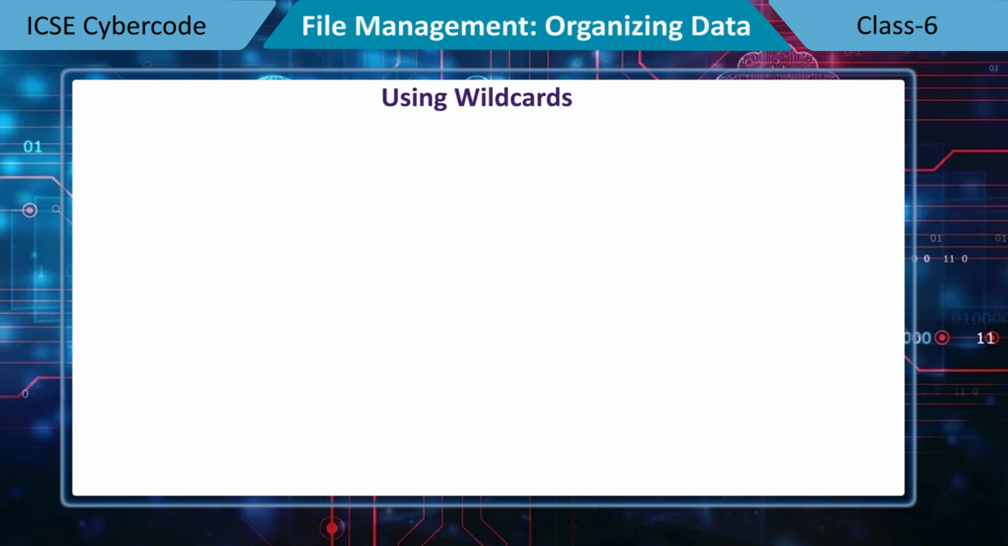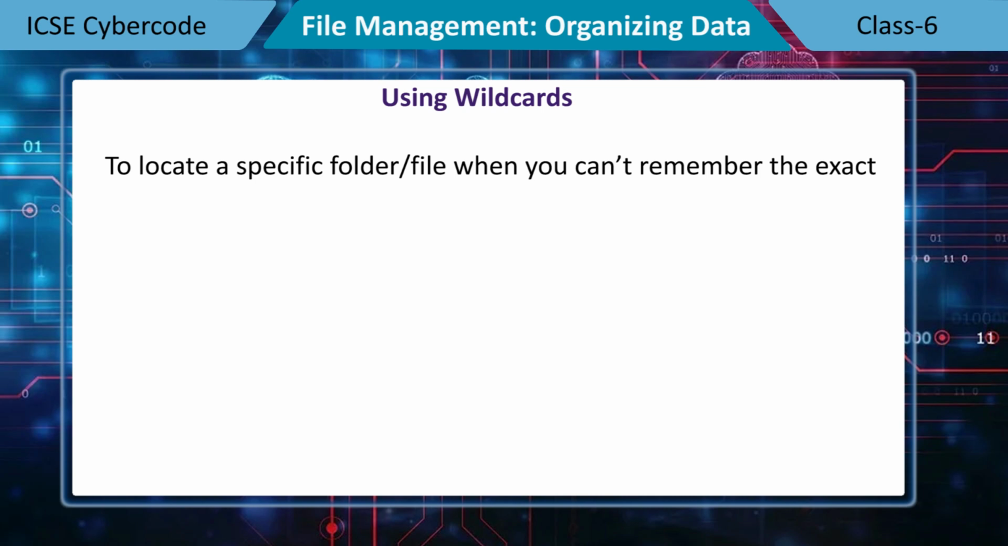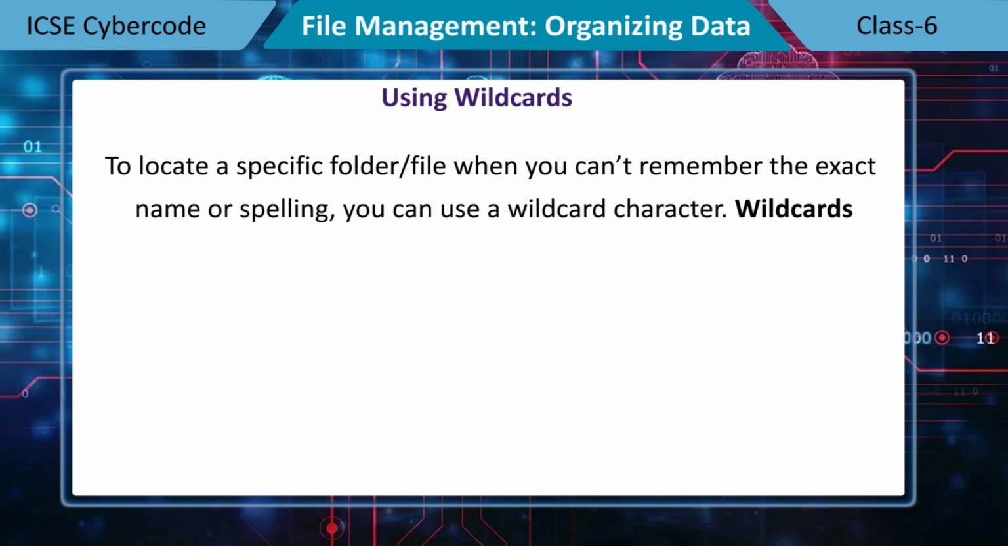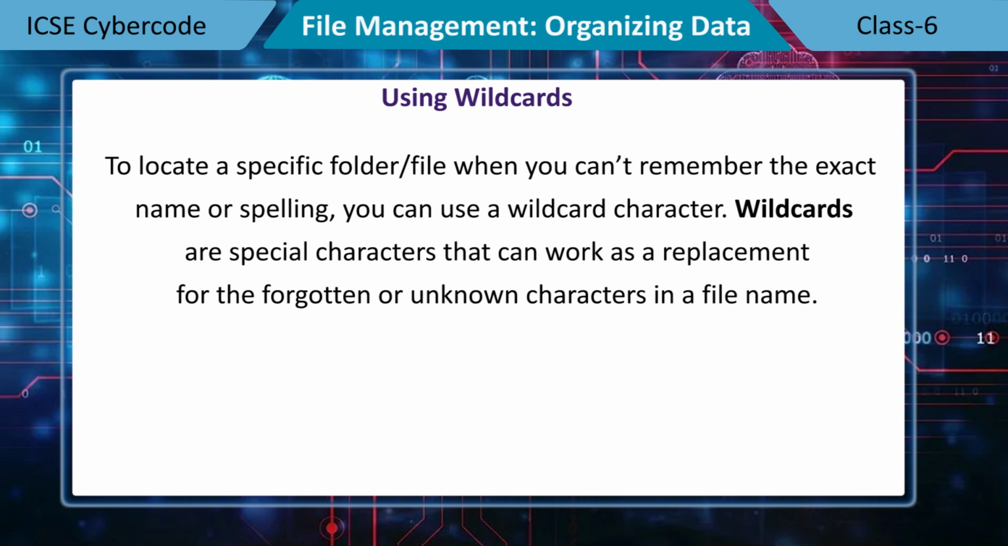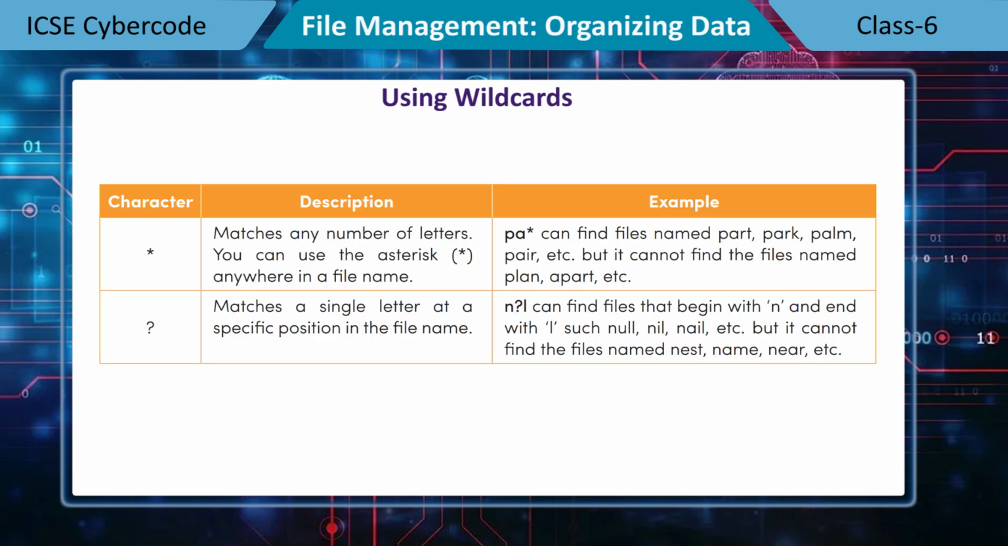Using wildcards. To locate a specific folder or file when you can't remember the exact name or spelling, you can use a wildcard character. Wildcards are special characters that can work as a replacement for the forgotten or unknown characters in a file name. Observe the table given below. Character. Description. Example. The asterisk matches any number of letters. You can use the asterisk anywhere in a file name. Asterisk can find files named part, park, palm, pair, etc. but it cannot find the files named plan, apart, etc.